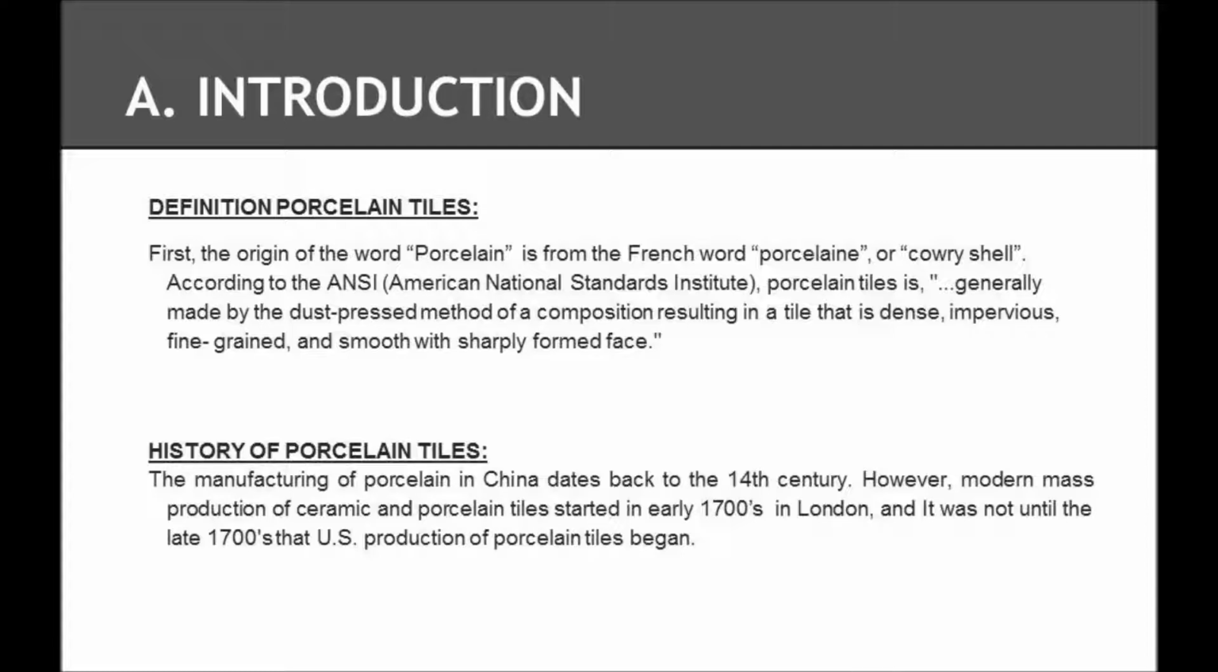The history of porcelain tiles is a global one. The manufacturing of porcelain in China dates back to the 14th century. However, modern mass production of ceramic and porcelain tiles started in the early 1700s in London, and it wasn't until the late 1700s that the US produced porcelain tiles.